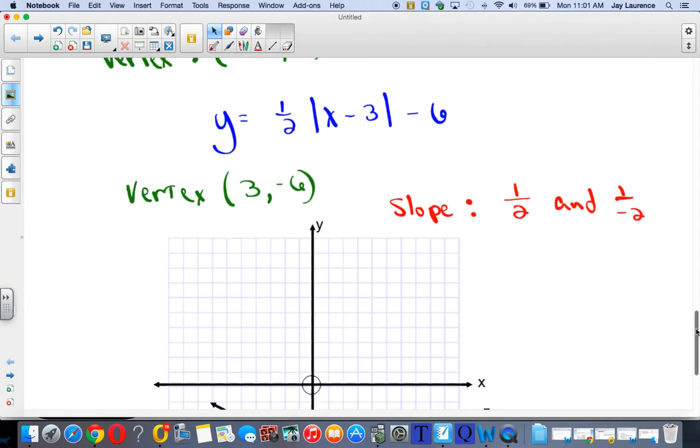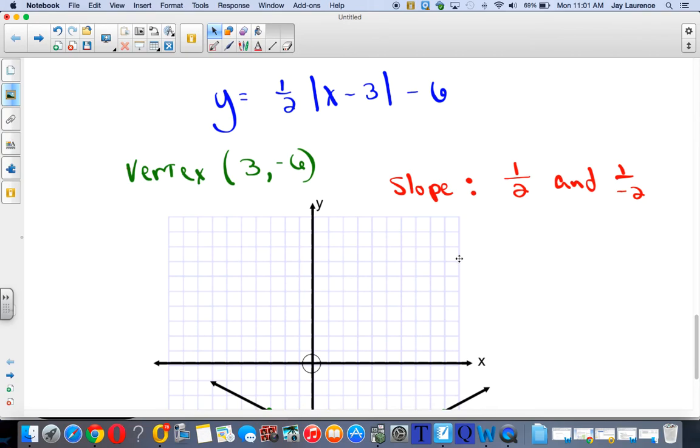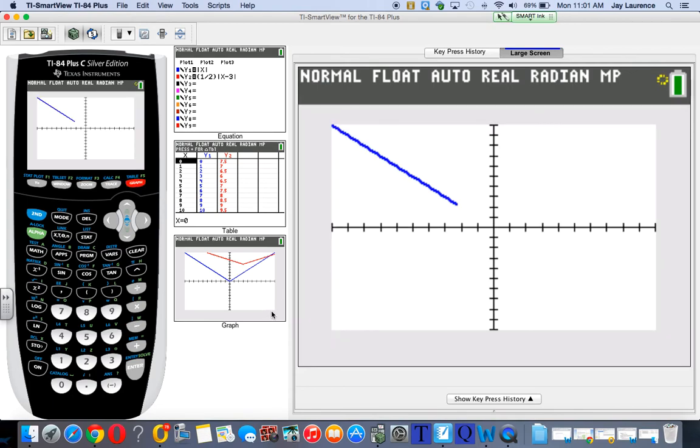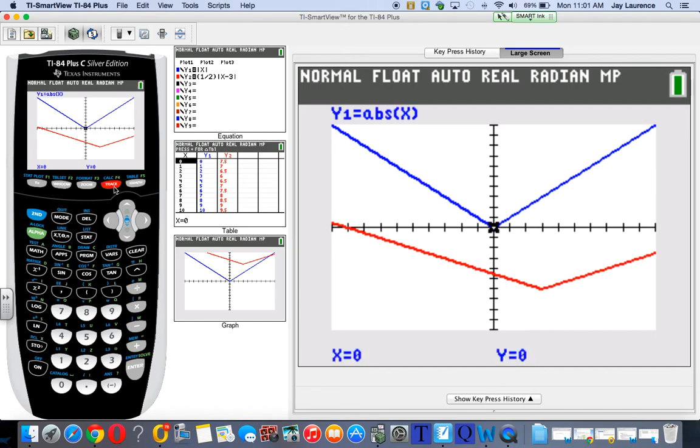Let's see the original equation. 1/2 times the absolute value of x minus 3 minus 6. Okay. All right, let's see what it looks like. Let's graph it. Here comes the blue one. And the red one is looking a lot like the one I just did. Let's just check it. I think x is going to be 3 when y is negative 6. Yep, there's my vertex, 3, negative 6.